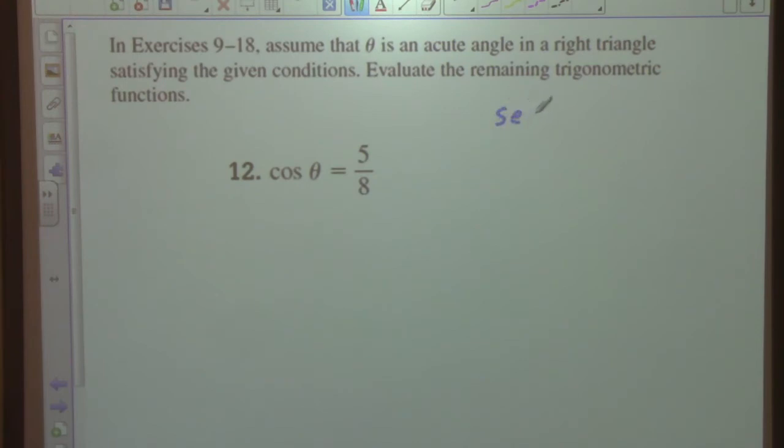Secant theta is 8/5. So that's the first one. That's the easy one. Okay, what's the next one? Sine theta is the square root of 39/8.